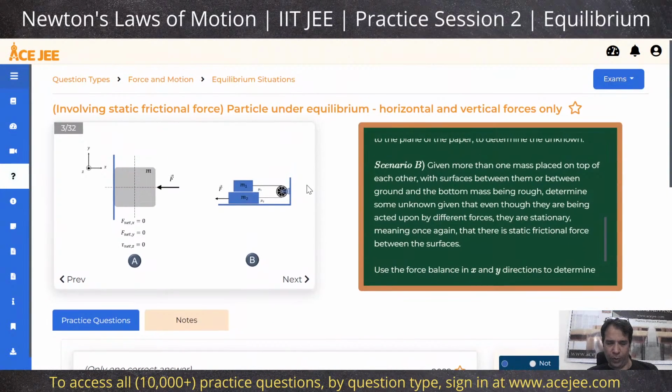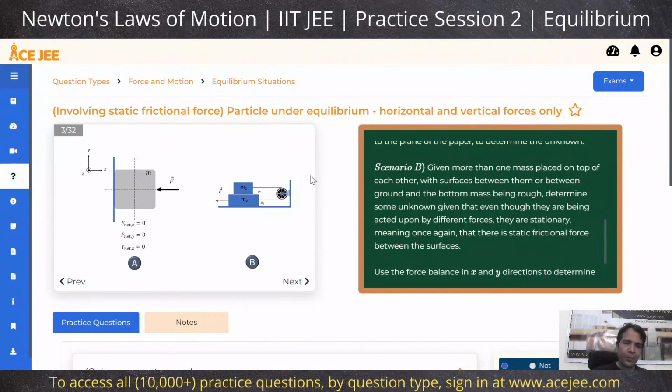Now, let's talk about scenario B. In scenario B, we have two masses M1 and M2 placed one on top of the other. The coefficient of friction between the two is mu1, and between M2 and the ground it is mu2. Let's say you have force F acting on this one. The question is, what is the maximum force that you can apply such that the two masses are still stationary, such that the system is still in equilibrium? How would you determine that?